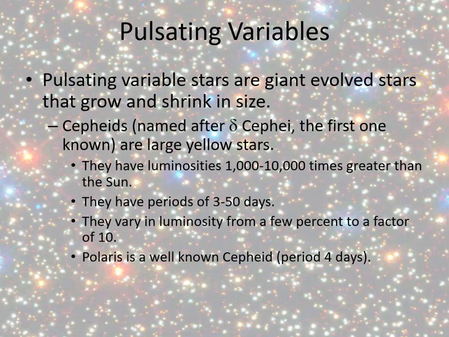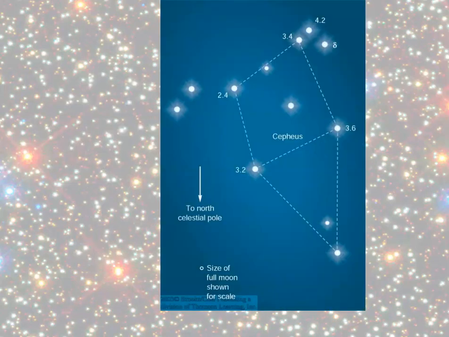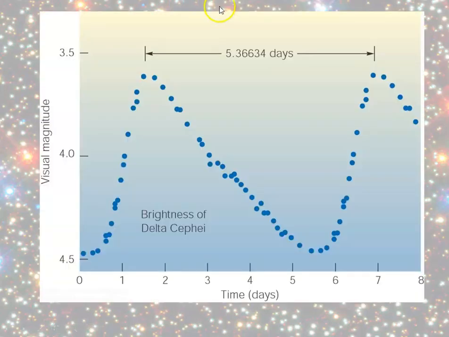Now, I will mention that there is another famous Cepheid variable star. That is a star called Polaris, the star in Ursa Minor that you had better know. So, in any case, here's the constellation Cepheus, and again, the brightness of Delta Cephei. So from this, you can see that the period of oscillation, so to speak, for Delta Cephei is about 5.4 days. And that's something that you can plug into the period luminosity relationship to determine the brightness of Delta Cephei.